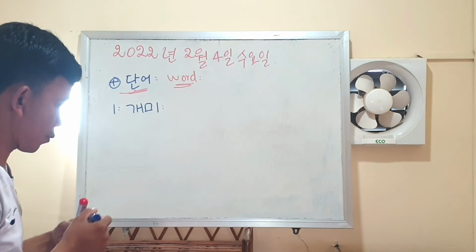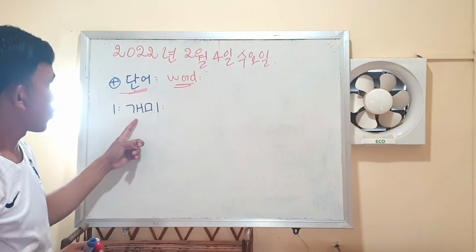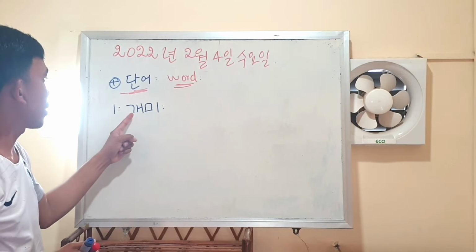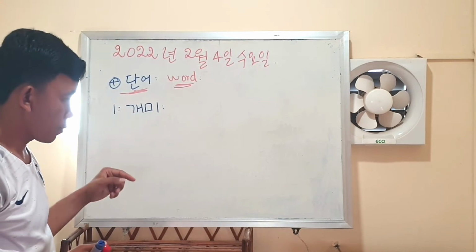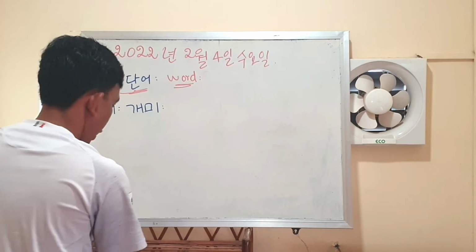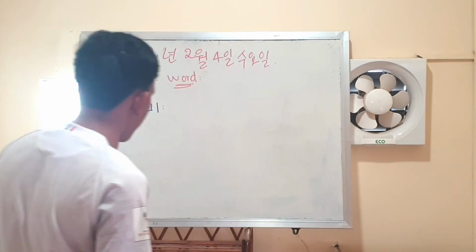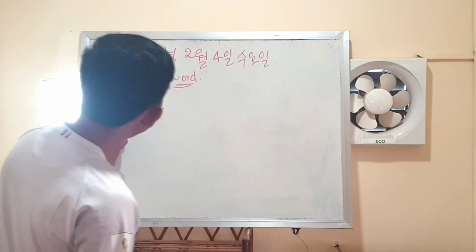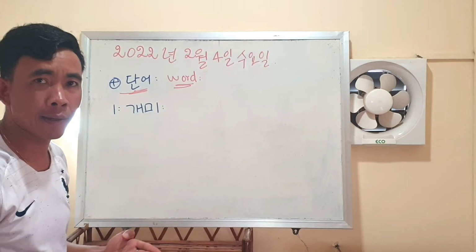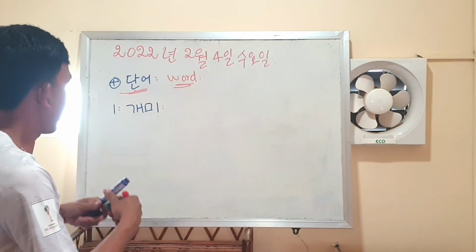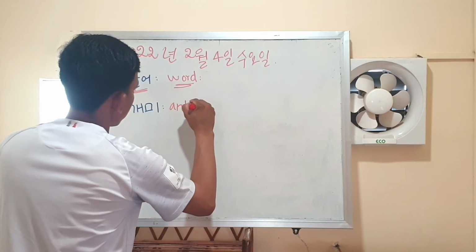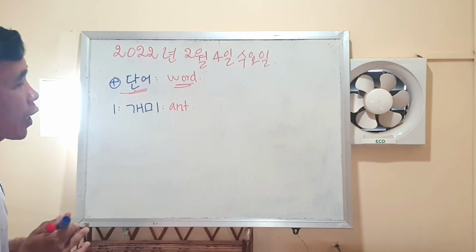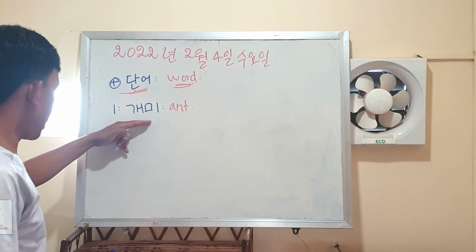Gami. You know Gami? You can read Gami. What does it mean? Gami means an, right? In English it means an. The second.